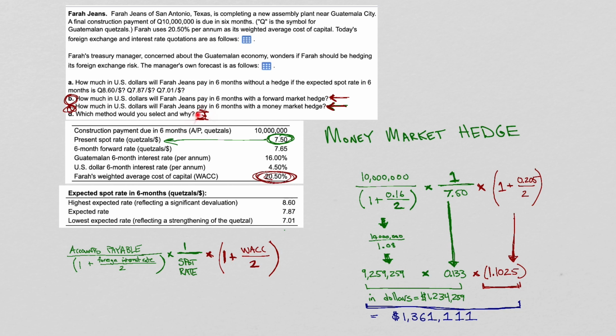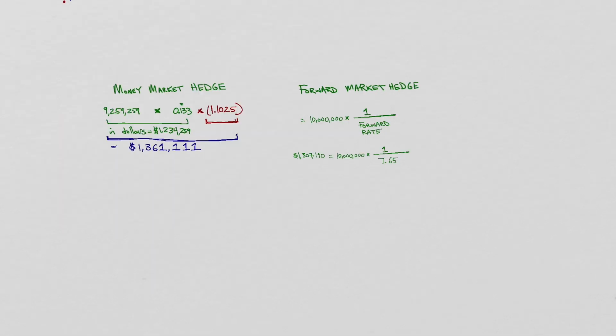And so if we are going to answer the final question, which method would you select and why? At this point, since it's an accounts payable, we can just pick the one that's least expensive. The money market hedge cost us, if we include the time value of money, 1.361 million. If we use a forward market hedge, it's going to cost us 1.307 million. So which hedge is better? In this case, it's the one that costs less. It's the forward market hedge.